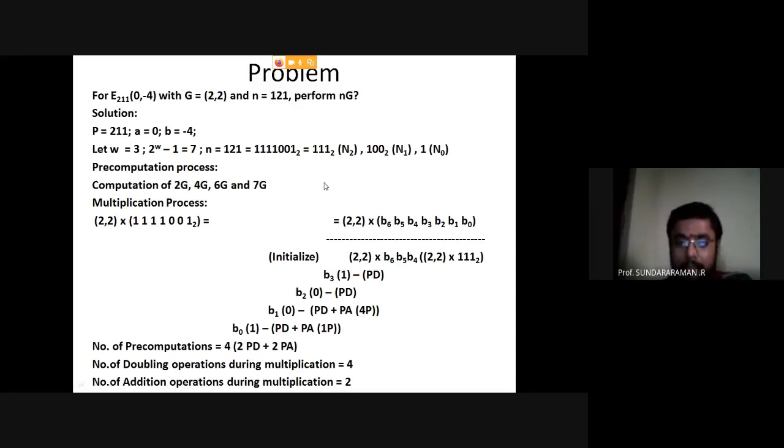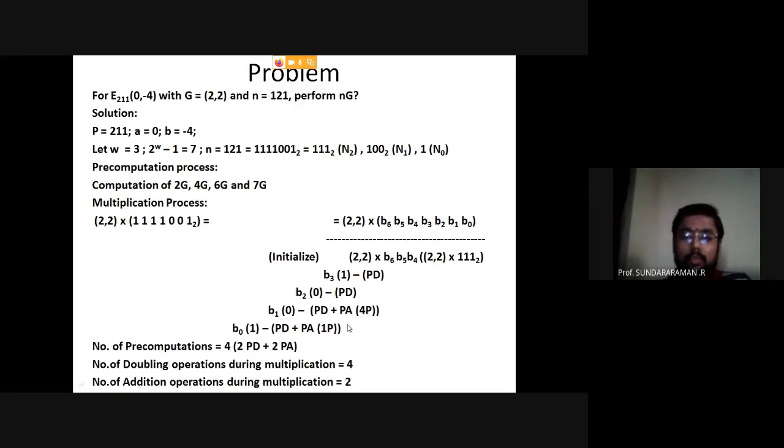So for B3 one doubling, B2 another doubling, B1 another doubling, right? The same pre-computed value has to be doubled. Earlier, the result of 7G needs to be doubled. 3 times we have to double it. After three times, if you perform the doubling, what we have to do is, already we had computed 100 base 2 into b, that is 4G.